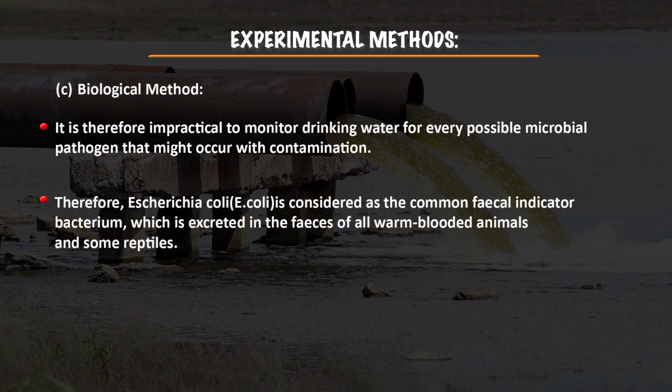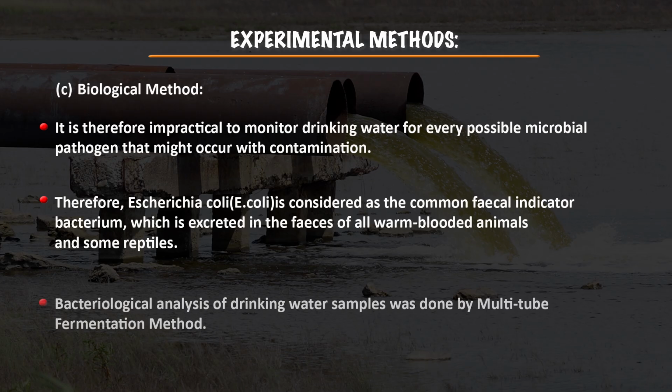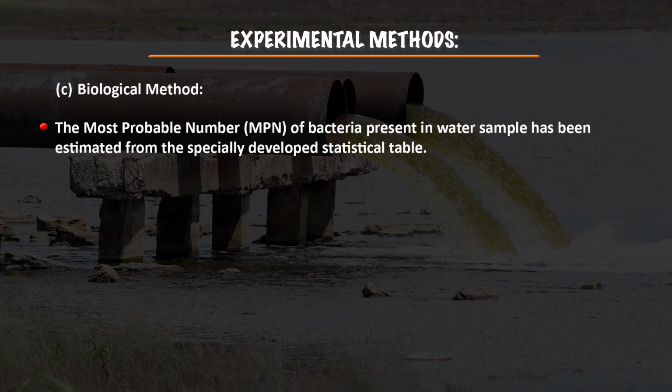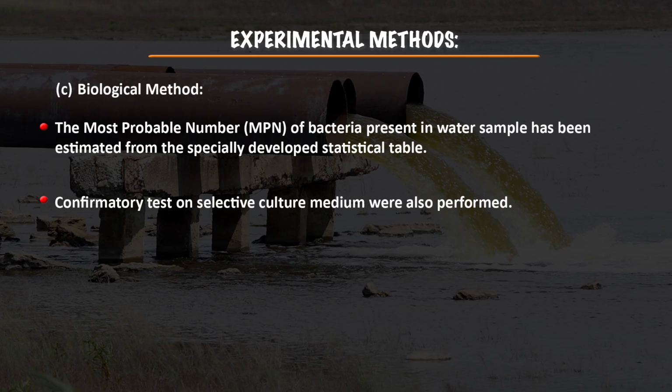Escherichia coli is considered the common fecal indicator bacterium. It is excreted in the feces of all warm-blooded animals and some reptiles also. Bacteriological analysis of drinking water samples was done by the multi-tube fermentation method. The most probable number of bacteria present in the water sample is estimated from a specially developed statistical table. Confirmatory tests on selective culture medium were also performed.